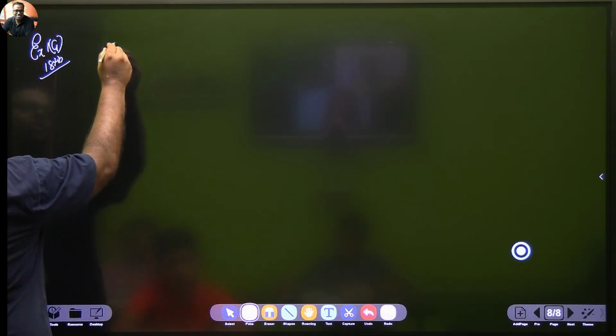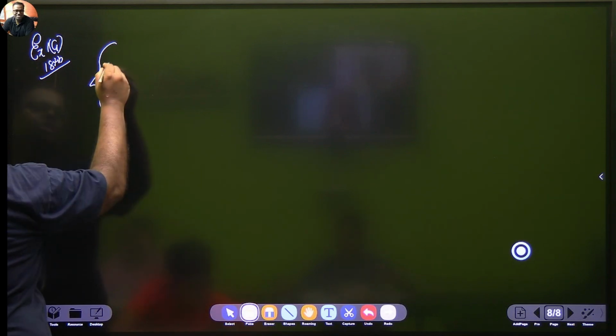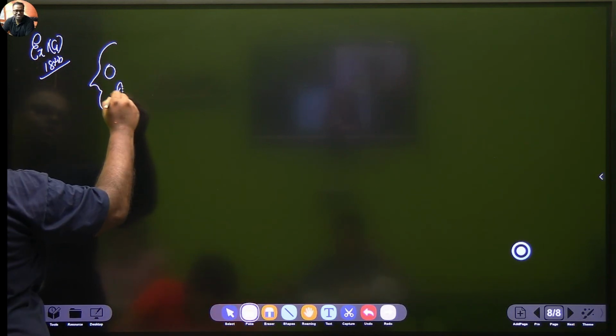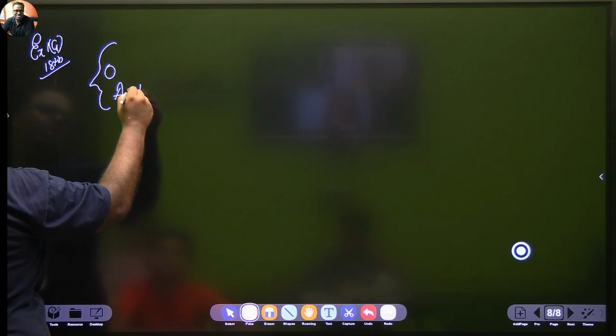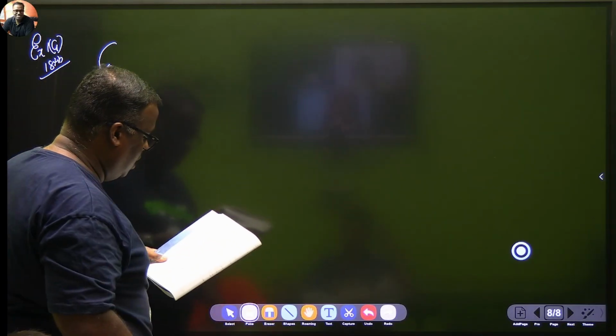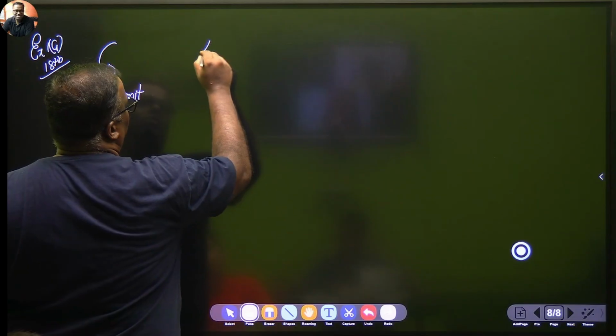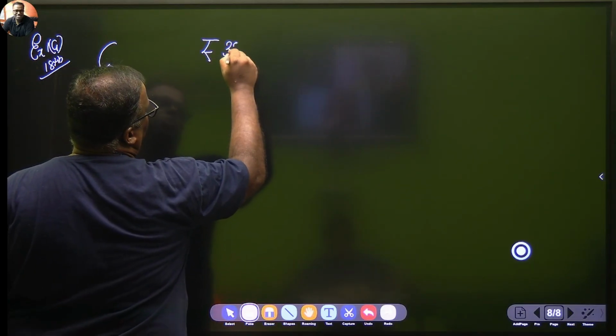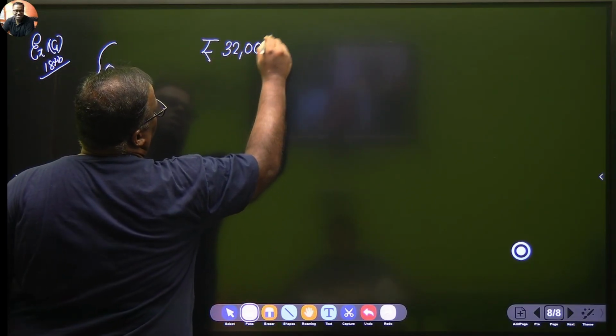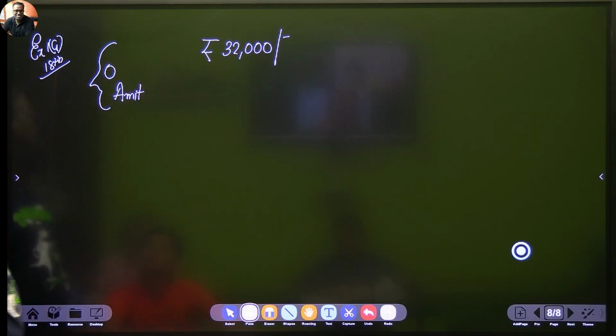So this question is all about a fellow named Amit. So first let's draw Amit, a nice face. This is his name, Amit. Okay, what is Amit doing? Amit earns 32,000 rupees per month. First, let us picturize the problem. Then everything will become clear. This is the money this fellow is earning per month.